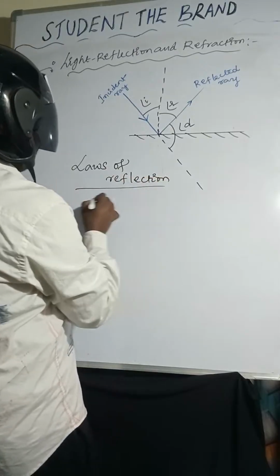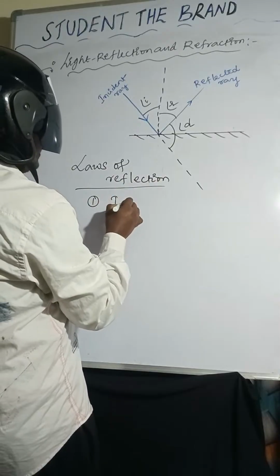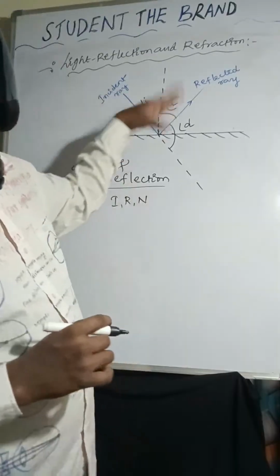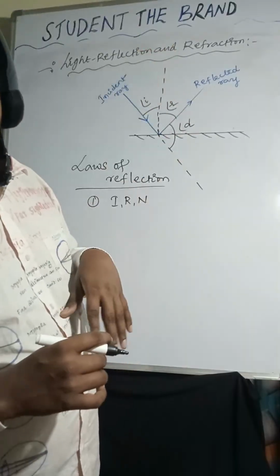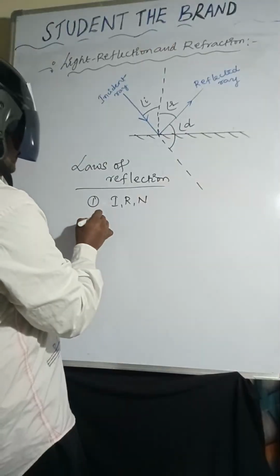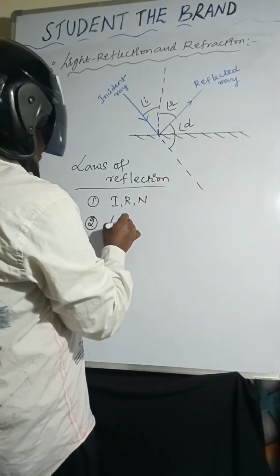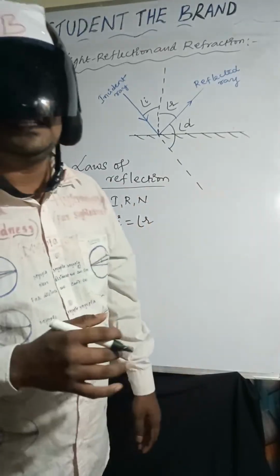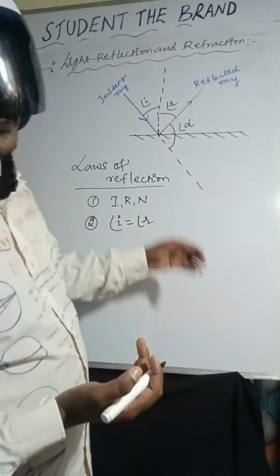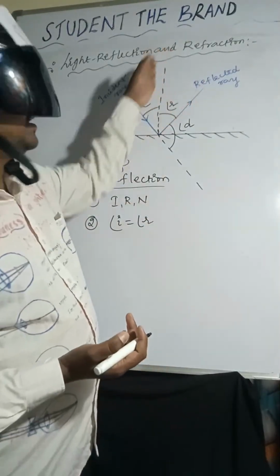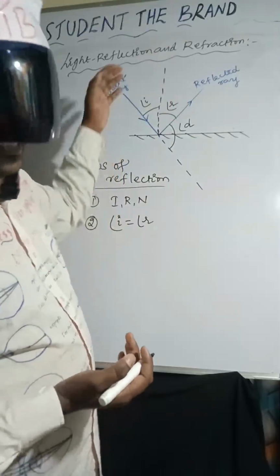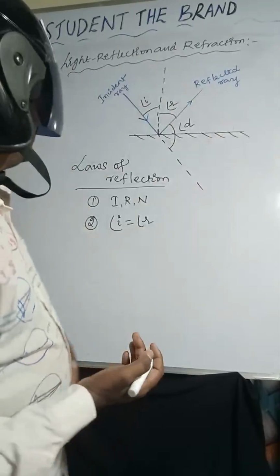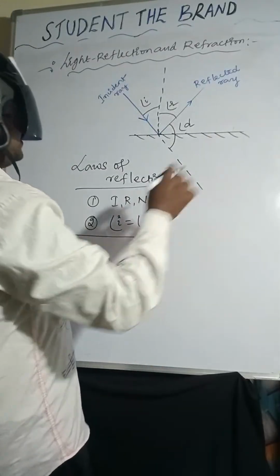First point: the incident ray, reflected ray, and normal line lie in the same plane. Second point: the angle of incidence is equal to the angle of reflection. These are the laws of reflection.